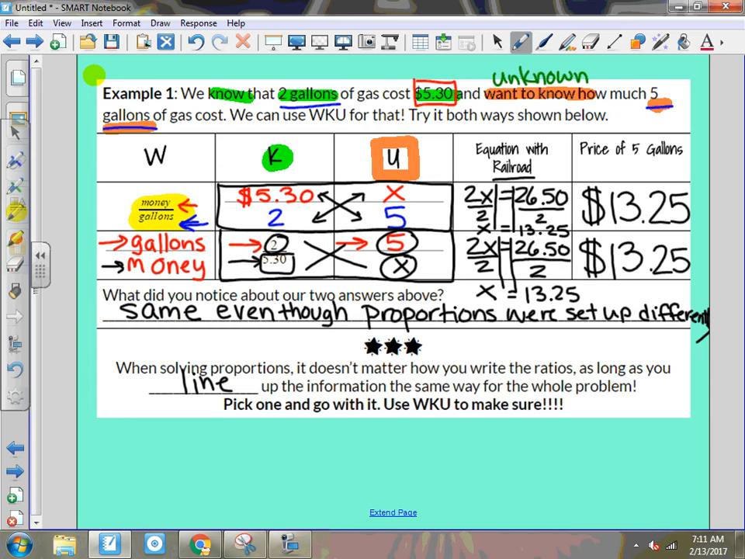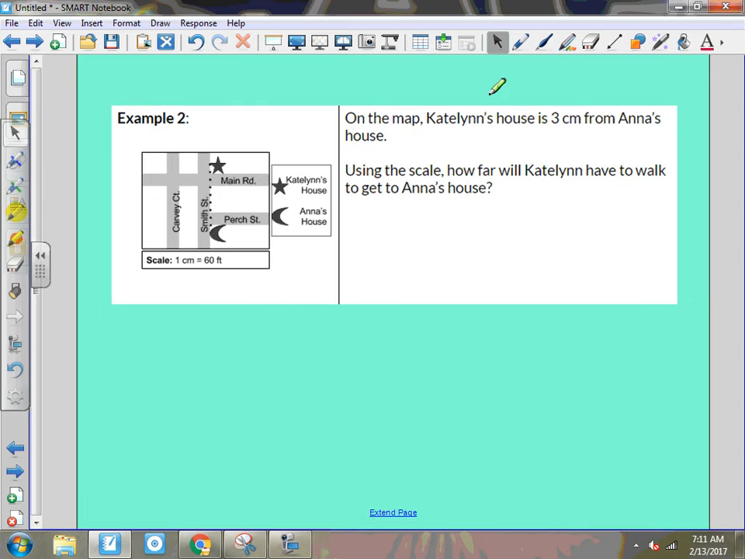So in my first row, I decided money's going to be on top, so I kept money on top for both of my fractions there. In the second one, I put money on the bottom, but I had to keep the $5.30 and the x on the bottom of my fractions. So I pick one and I go with it, and we have to use WKU to make sure that we are keeping it even. All right, let's go ahead and try another example.